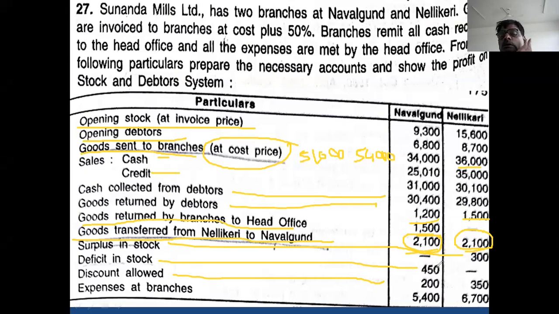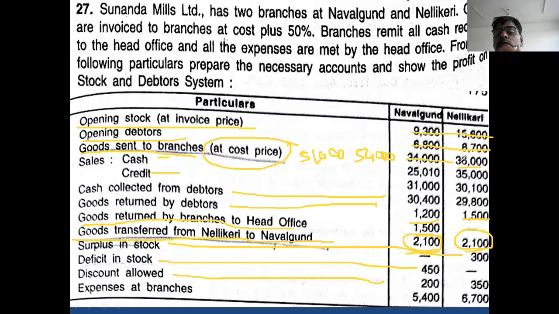Okay. So you open the branch account separately or you open the branch account double column. Debit side 2 column, credit side 2 column. You draw the 2 columns. Opening stock first you write. Second, the debtors account, 2 balance brought down. Then goods sent to branch.